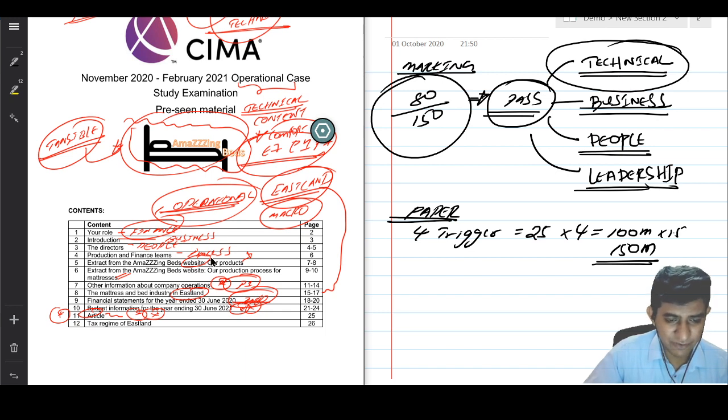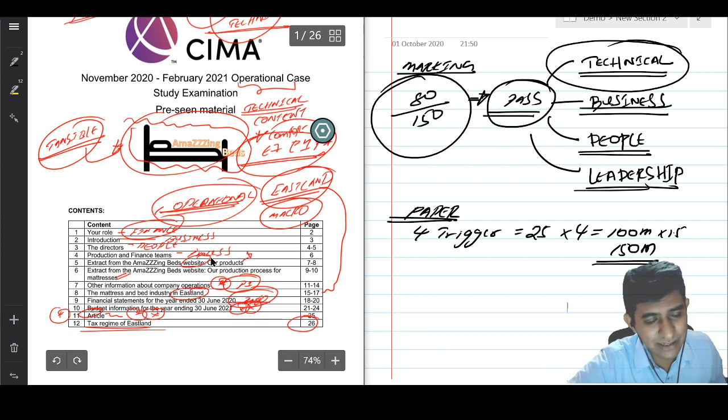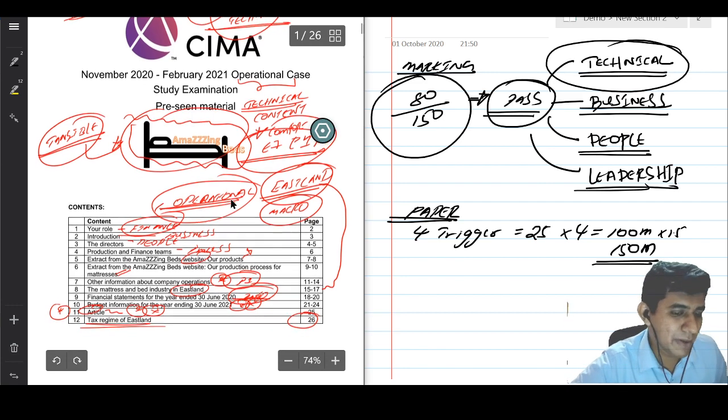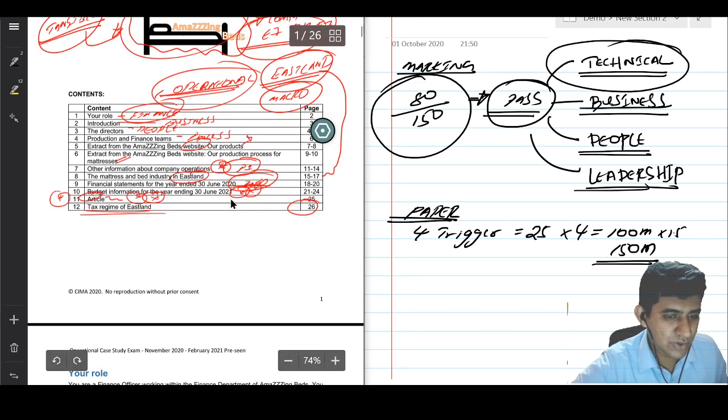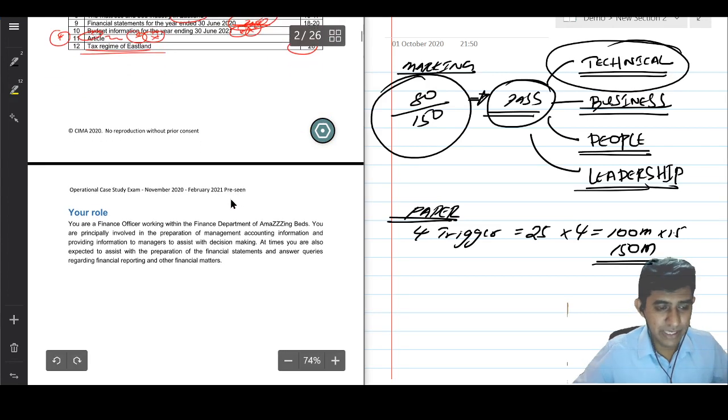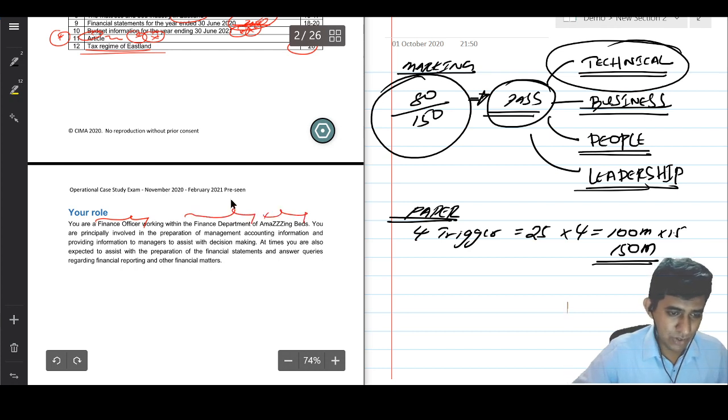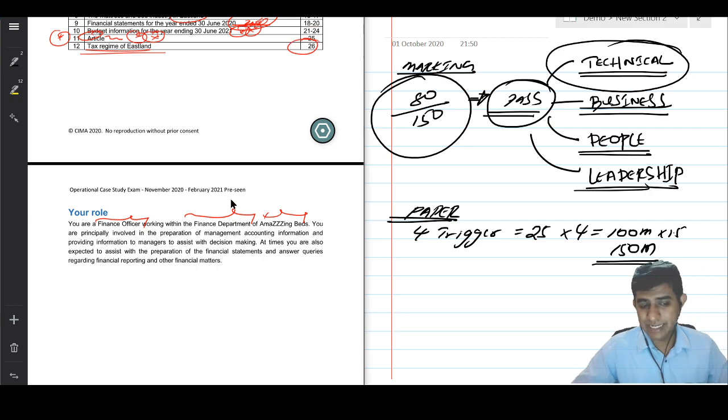The tax regime of Eastland is also given, and generally they give the tax policies of Eastland for the past, even in the past cases. So students, coming now to your role. Here they are clearly mentioning you are the finance officer working in the finance department of Amazing Bed. So again, I told you this is easily predictable, students. You are generally the finance officer.